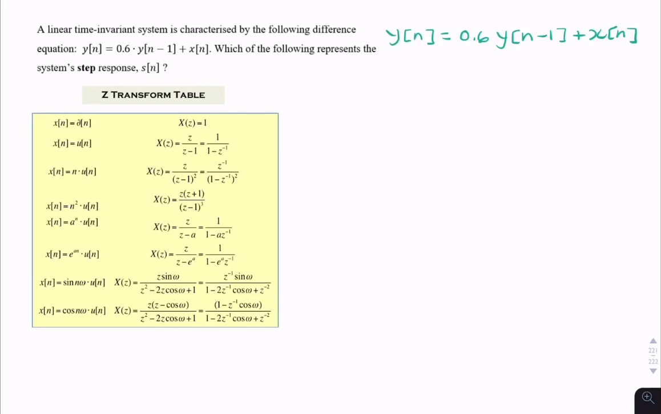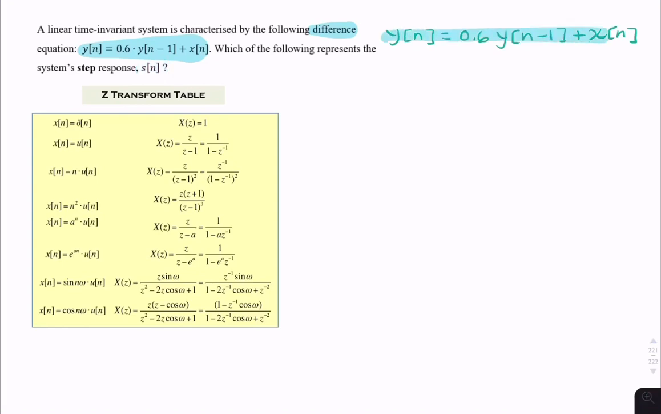A multiple choice question from the exam paper in 2014-15. It's actually question 7. A few people have asked me how to answer this, and the question gives you a difference equation and asks for the step response. So it's asking for the output if the input were a step.